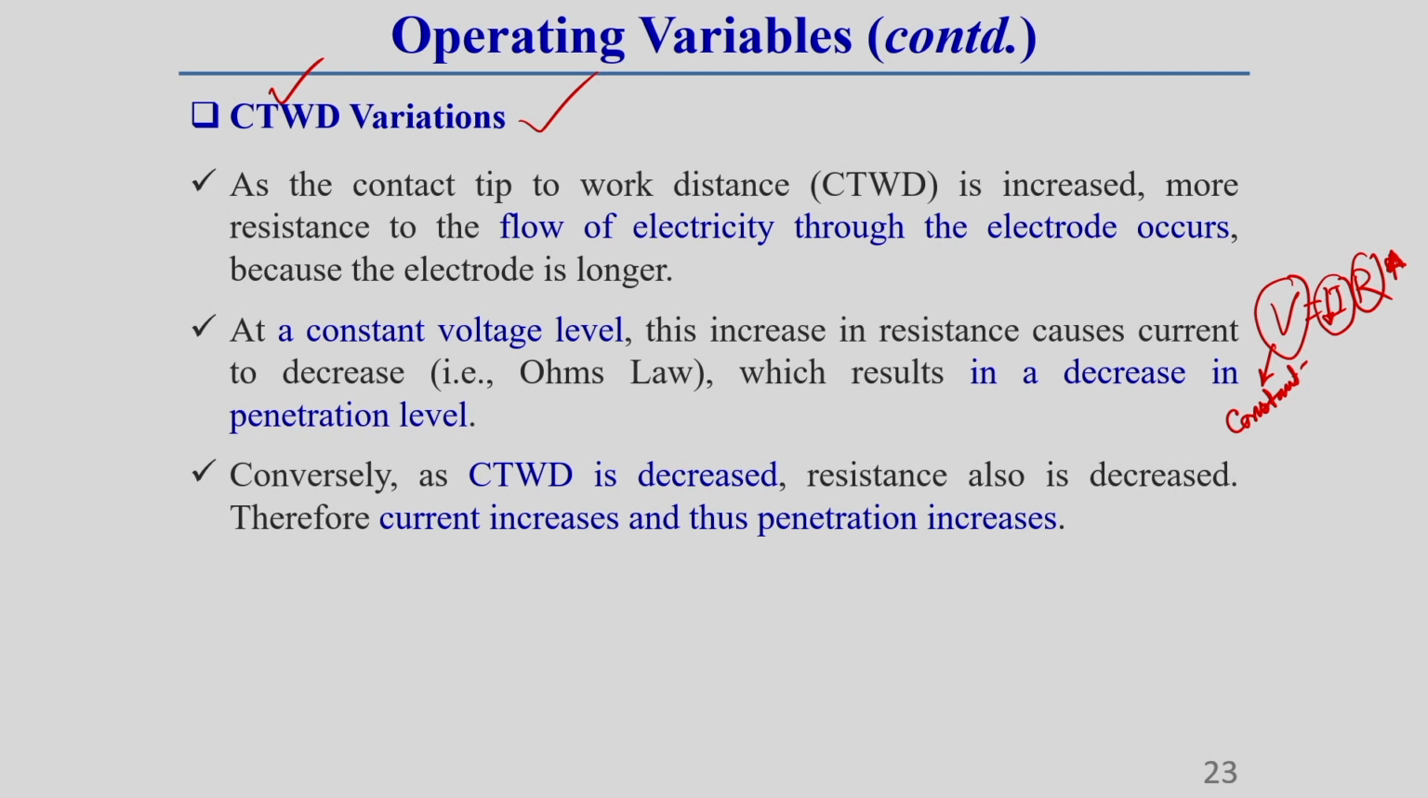If the current is less, the current density will be less, so the penetration will be lesser, because the higher the current, the higher the penetration. That is why CTWD has a significant effect on penetration. The higher the CTWD, the lesser the penetration; the lesser the CTWD, the better or higher the penetration. Just keep this in mind.